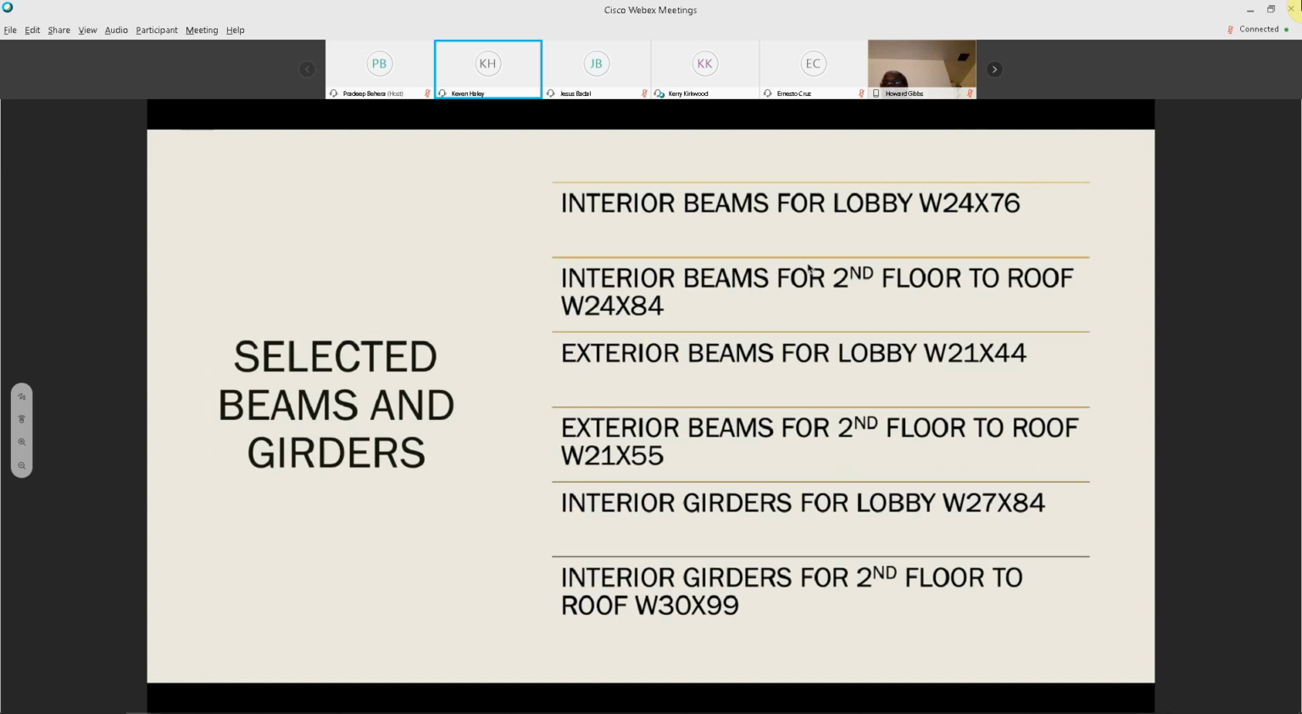So the selected beams and girders. W-shaped beams were used, and a W-shaped beam is a wide flange I-beam, where the W is the beam descriptor, 24 is the width of the flange in inches, and 76 is the weight per foot in pounds. Here you have the interior beams for the lobby with a W24 by 76, interior beams for second floor of the roof, W24 by 84, and that went on for the exterior beams and the exterior beams and interior girders. Next slide.